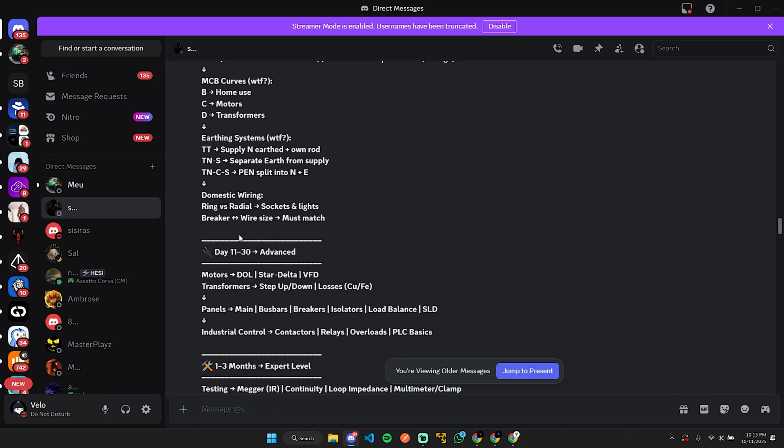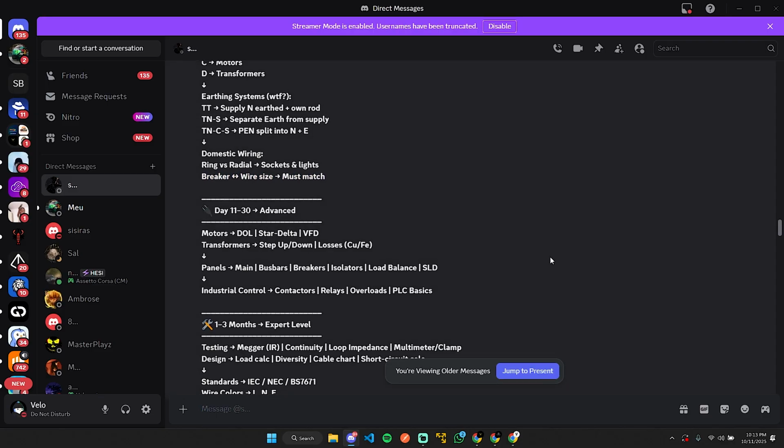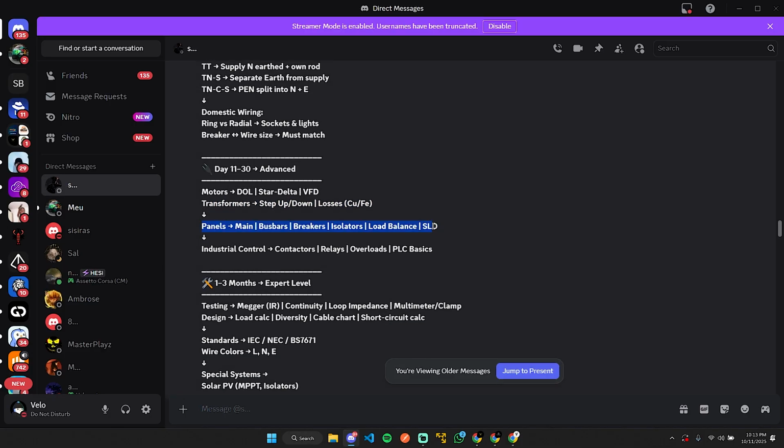Domestic wiring, again, ring versus radial, sockets and lights, breaker, wire size must match. Okay. Advanced: DOL, star, delta, VFD, transformers. So these are the different types of motors, these are different types of transformers. Step up, step down, losses, okay, panels, main. Industrial control, contactors, relays, overloads, PLC basics.